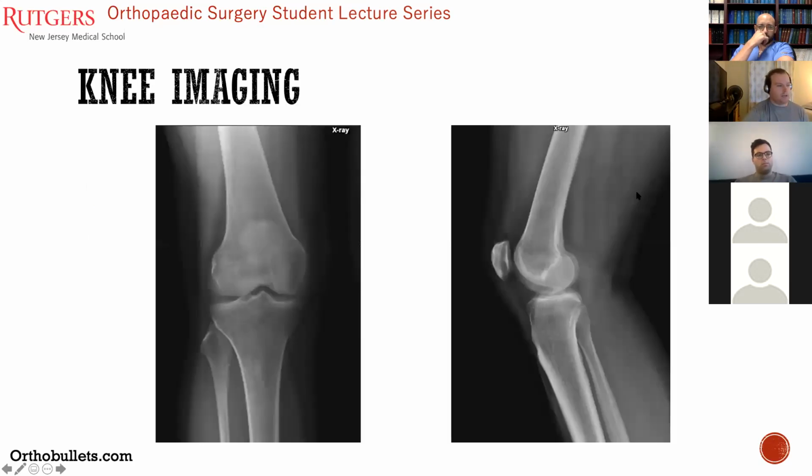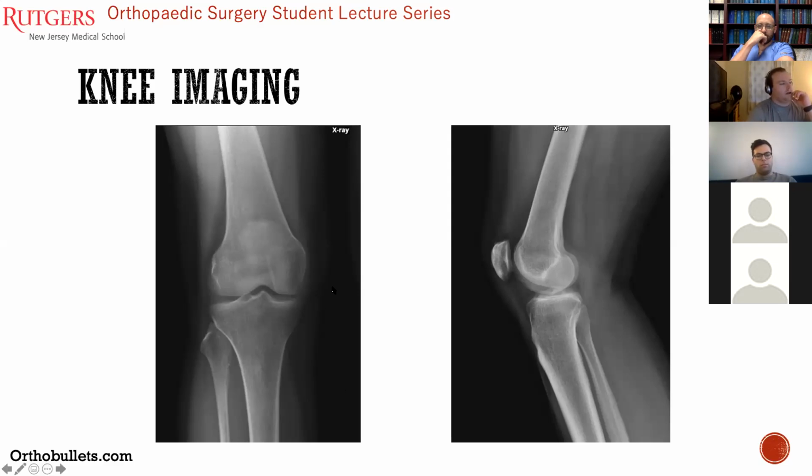Okay, so moving on to some knee imaging. The knee x-rays are much more straightforward than the shoulder. We really have the two main views, an anterior and a lateral. When you're evaluating patients for arthritis, again, we think about arthritis as being possibly in 3 compartments. There's also a sunrise view, but our main initial screening imaging for x-rays for knees really is just the AP and the lateral.